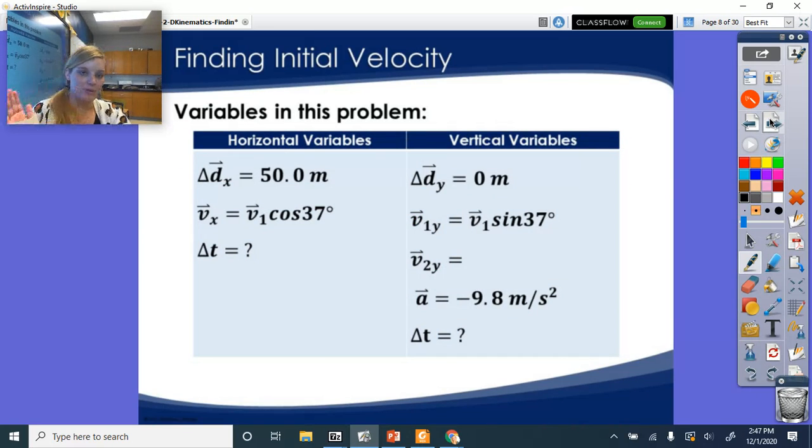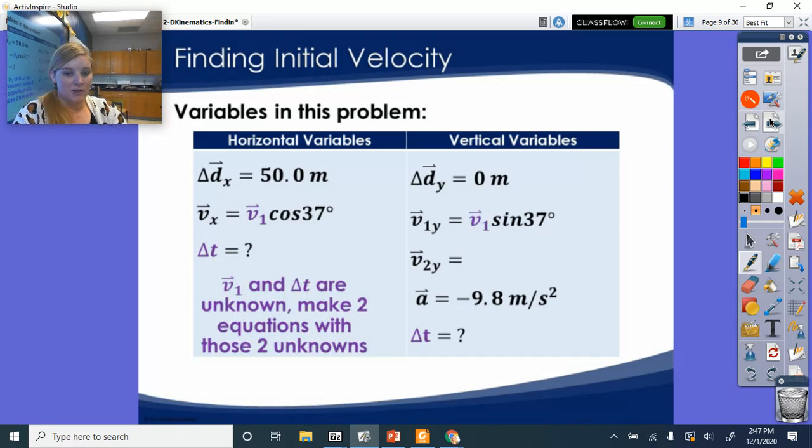So I know that I'm moving 50 meters in the x, and that my velocity in the x is my initial velocity times cosine of 37. I don't know my time. In the y, the displacement in my y is going to be 0 because it starts at the ground and it's going to end at the ground. My initial velocity in the y is my initial velocity sine of 37. I don't know what my final velocity in the y is going to be. And my acceleration in the y direction is always due to gravity, so it's negative 9.8 meters per second squared. I don't know my time.